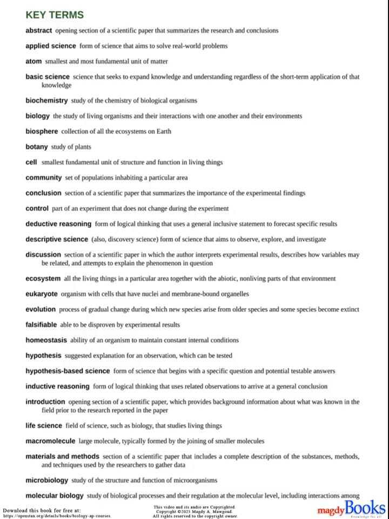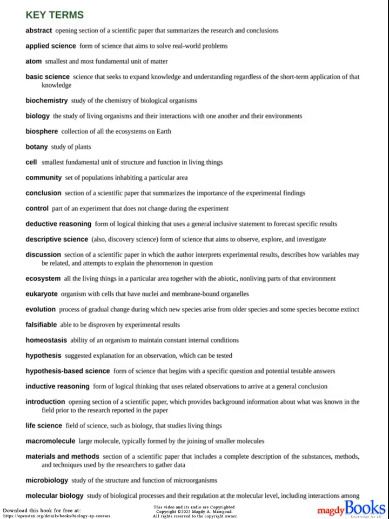5. Biochemistry. Study of the chemistry of biological organisms. 6. Biology. The study of living organisms and their interactions with one another and their environments. 7. Biosphere. Collection of all the ecosystems on Earth. 8. Botany. Study of plants. 9. Cell. Smallest fundamental unit of structure and function in living things.